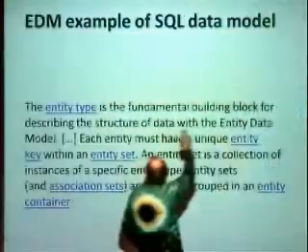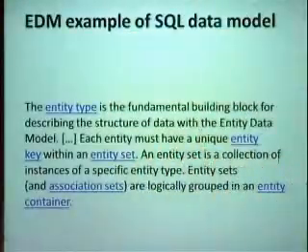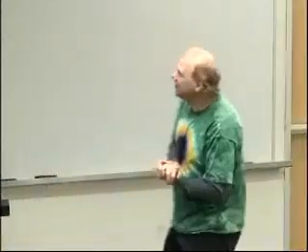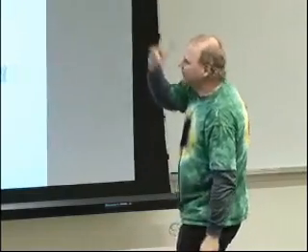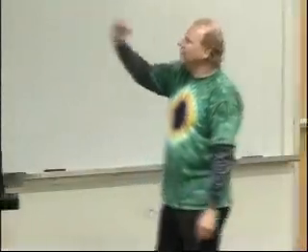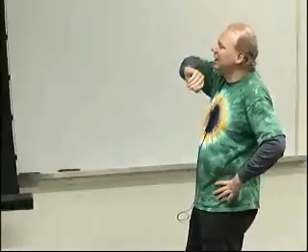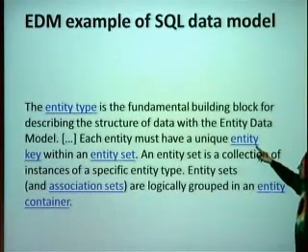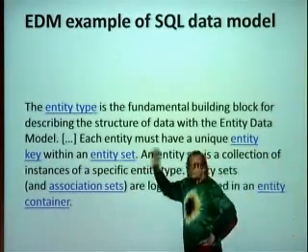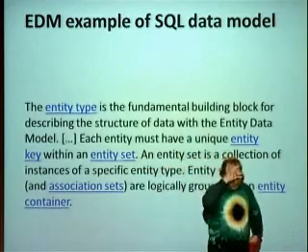So entity data model, a lot of smart people worked on that. It's a fundamental building block for describing the structure of data. But this is kind of strange, because it says it's a fundamental building block for describing the structure of data, but each thing must have a unique key. And it must live within an entity set. Now, the thing is, when I define types in C#, they don't have a unique key, and they don't have to live in an entity set.